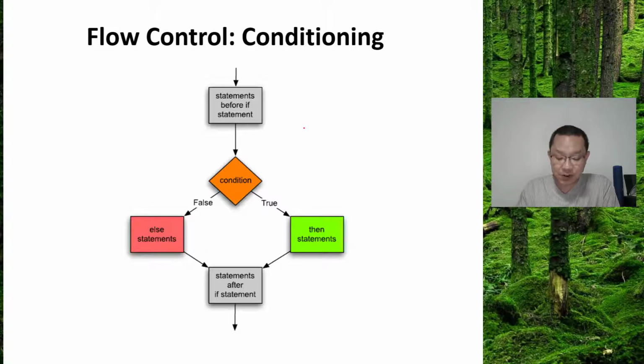For flow control, there are two major structures. The first one is conditioning, or relational structure, where we set a condition to check whether the statement is false or true. So this condition is important.